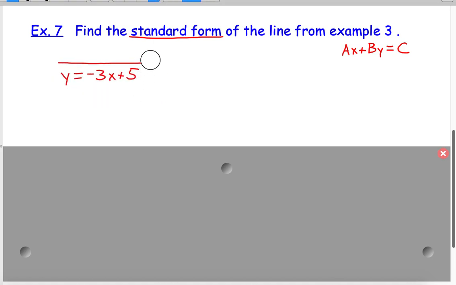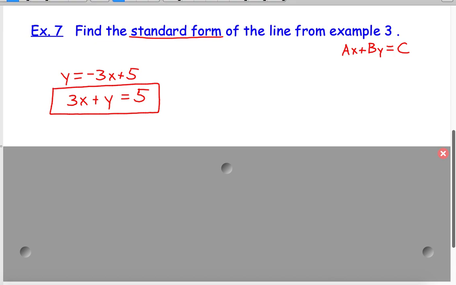so it's in standard form. So how does that work? Well, we need to get the x and the y on the left side. So I can add 3x to both sides. And then I have the y already there. And I'll leave the 5 on the right side. The x coefficient 3 is positive. We have all integers, no decimals or fractions. So that's it.